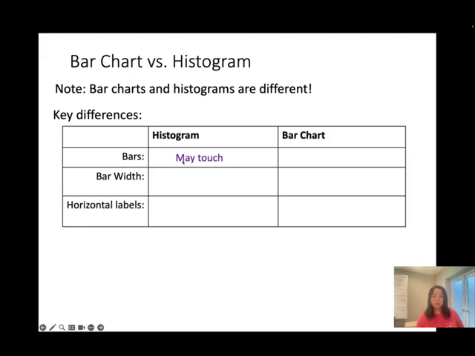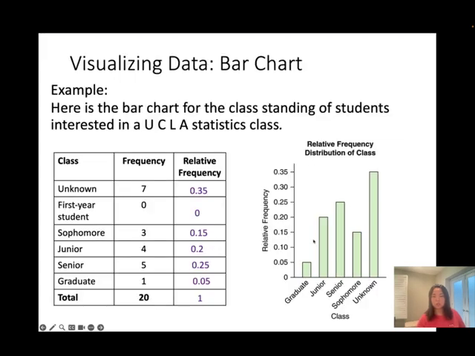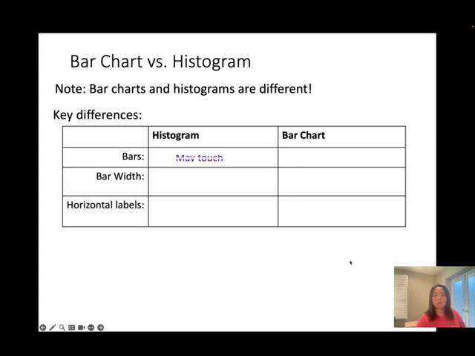The bar graph bars do not touch. You may see some histograms where the bars don't touch each other, but usually, for most histograms, the rectangles are consecutive and touching each other. The bar graph does not touch, just like this one. They do have a gap in between.